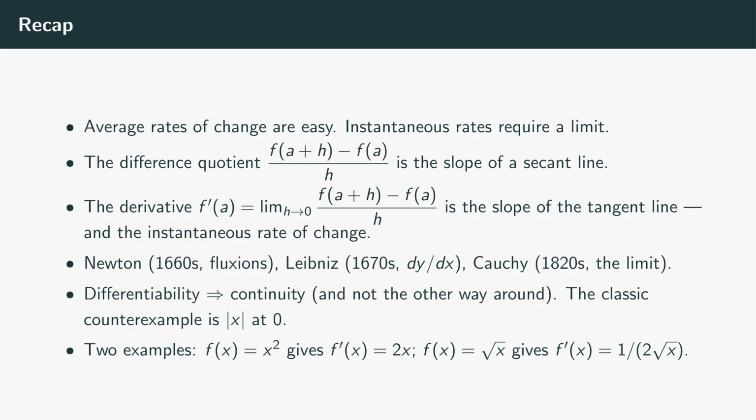Differentiability at a point implies continuity at that point. The proof is one line of algebra and the product law for limits. The converse is false. Absolute value of x at the origin is continuous but not differentiable, with a corner that no single tangent line can resolve. 2 derivatives done from the definition. The derivative of x squared is 2x by expanding the binomial and cancelling. The derivative of square root of x is 1 over 2 times the square root of x by rationalizing the numerator.